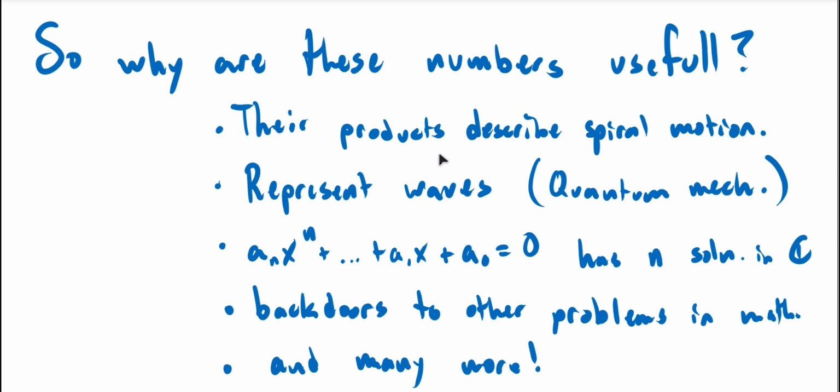The multiplication of complex numbers describes spiral motion. Addition and subtraction of complex numbers describes two-dimensional vector addition. You can represent wave behavior or periodic behavior that has amplitude and phase and all that by complex numbers. And this is one of the reasons that they are central to our modern physics, central to understanding quantum mechanics.